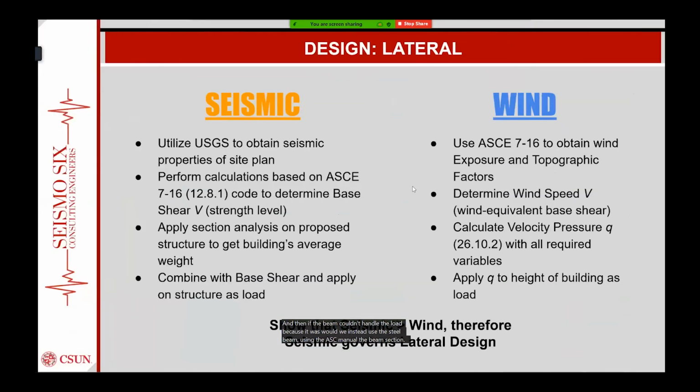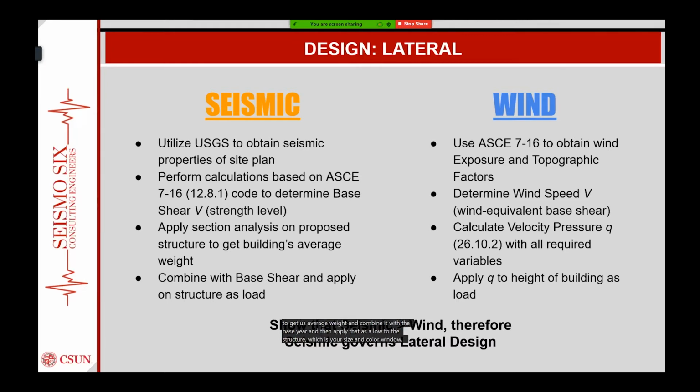So onto lateral design. So lateral is split up into 2 sections, seismic and wind. For seismic, you have to utilize online resources to get the properties of a site plan. Then you have to perform calculations from ASCE 7-16 to get the base shear, which is the strength of the foundation or the bottom of the structure. Then you get a section of the building to get its average weight and combine it with the base shear and then apply that as a load to the structure, which is your seismic load.